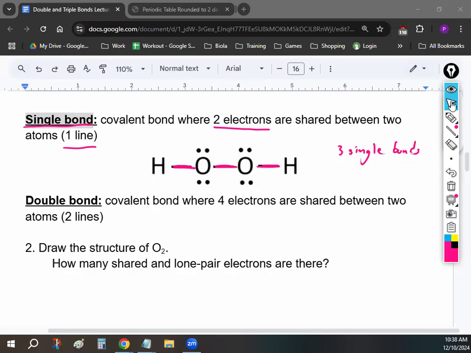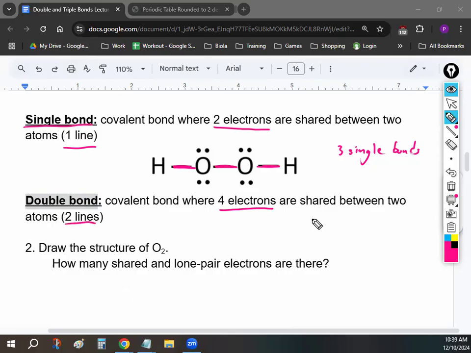So that's what we learned last time. Today, the first thing we're going to learn is something called a double bond. And I'm sure you can tell what a double bond is already, just based on the name. A double bond is when two elements share 4 electrons, and that's when you have 2 lines in between.